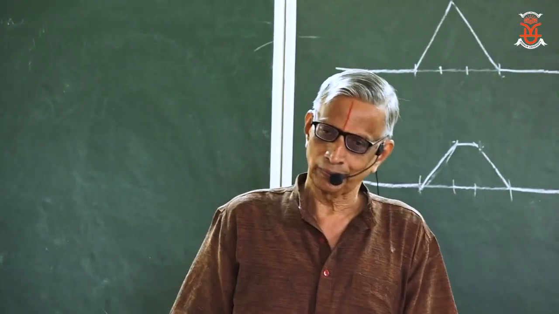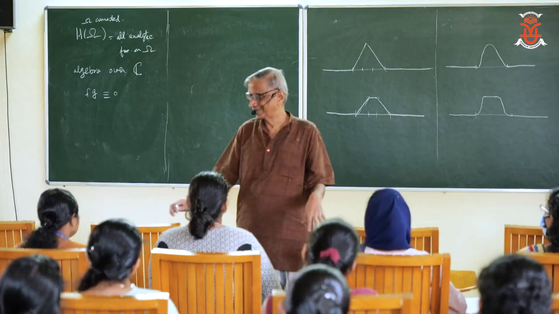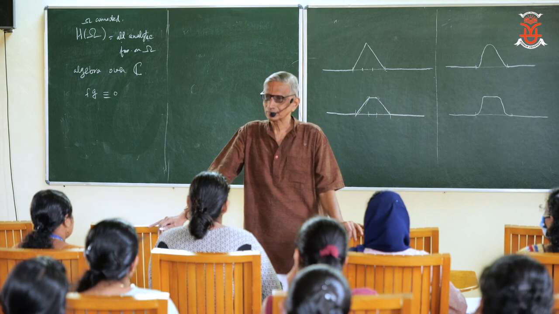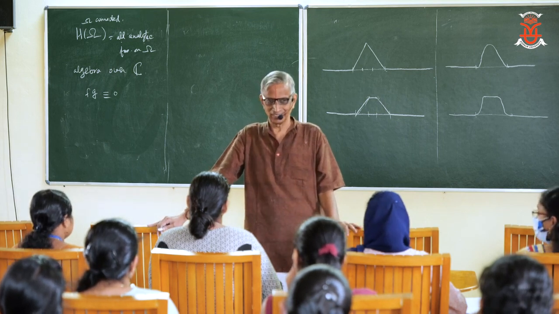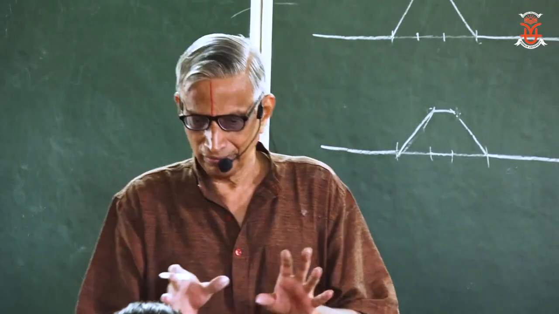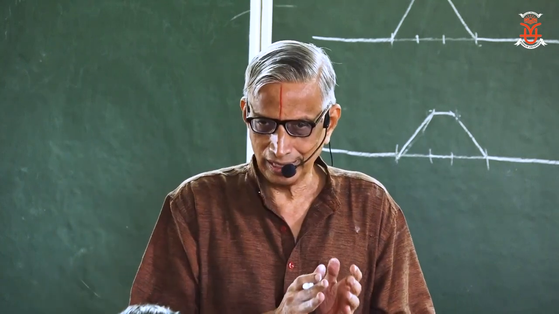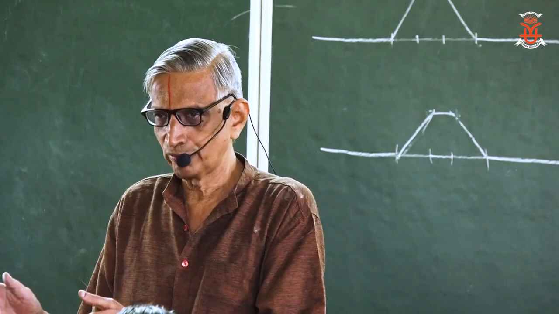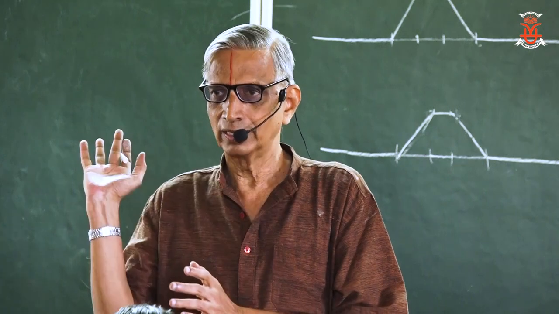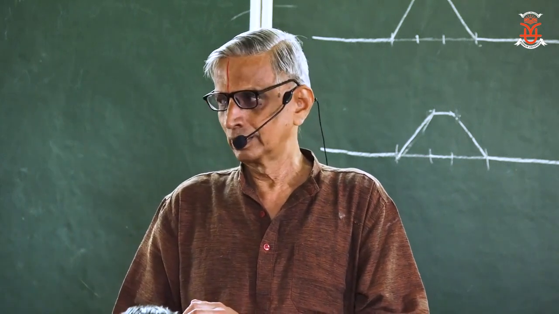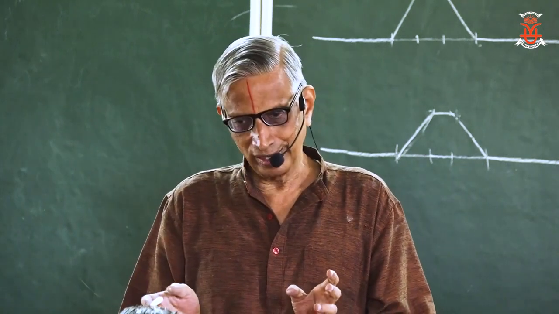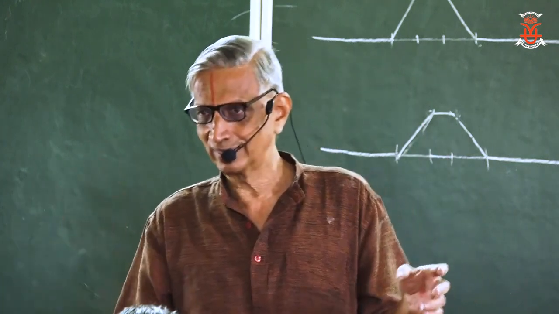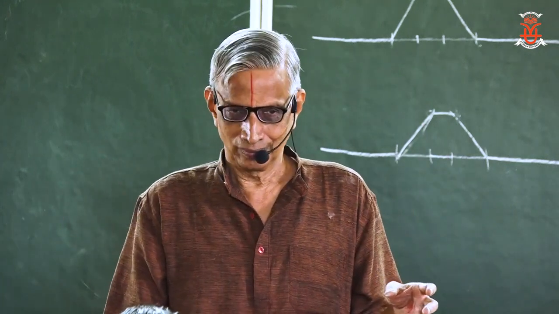What can you conclude from whatever we have said earlier about the zeros of an analytic function? fg is zero means what? f(z) into g(z) is zero for every z in the domain. So which means at every point, either this is zero or that is zero. Okay?